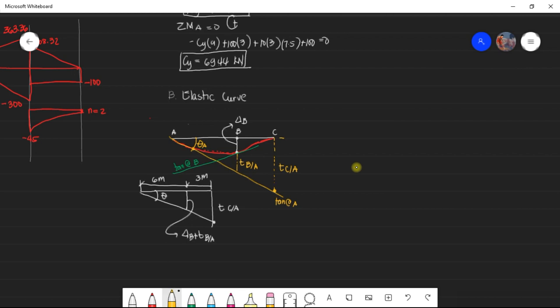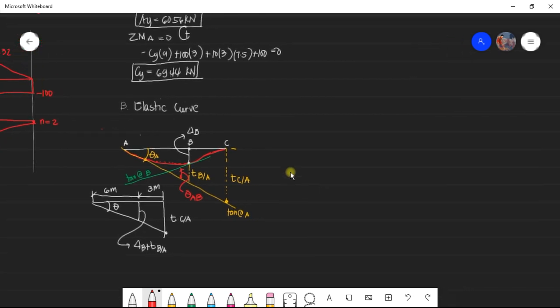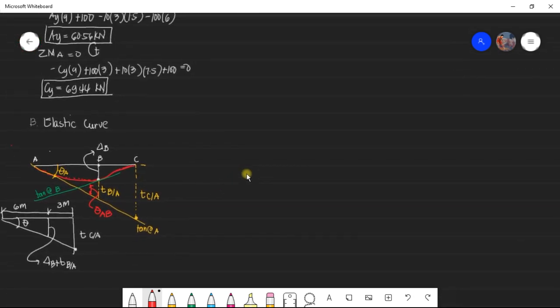Ito yung slope. Okay, the change in slope between A and B. Pwede nating masolve using the second moment theorem. Meron ka ng free body diagram. So, start na tayo.